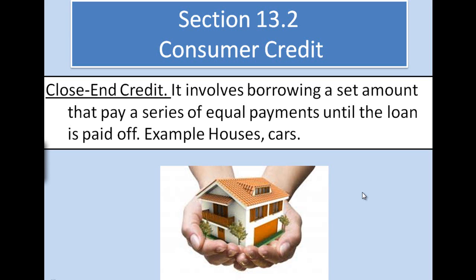Okay, this is section 13.2, consumer credit. The first is closed-end credit. It involves borrowing a set amount and paying a series of equal payments until the loan is paid off. Typical examples are a house, a car, furniture, and so on.